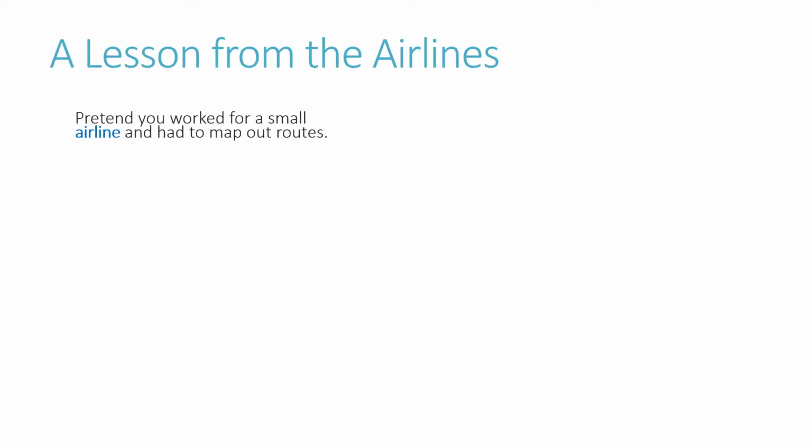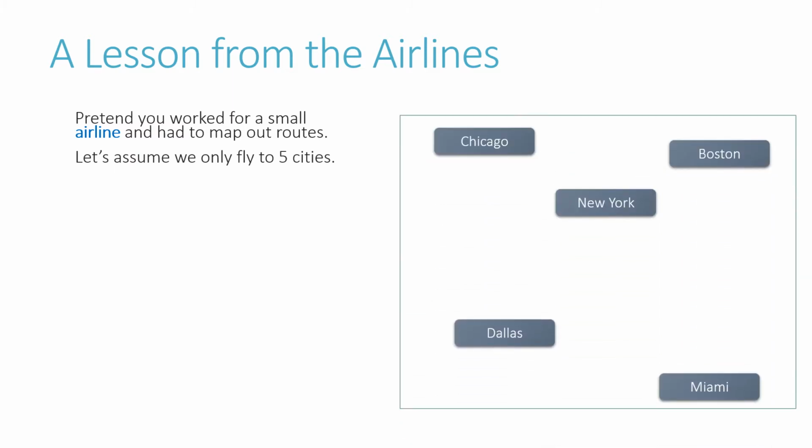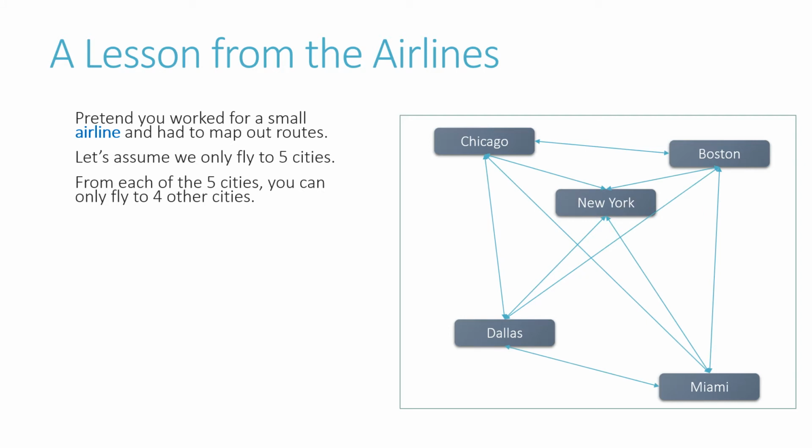Well, let's pretend for a moment you work for a small airline and your job was mapping out routes. Now, bear with me, I promise this is relevant. Let's assume you fly to 5 cities. Now, from each of those 5 cities, you can fly to 4 other cities. Well, you'll notice the formula for this problem is the exact same formula we use in our previous problem. It's n times n minus 1 flights.